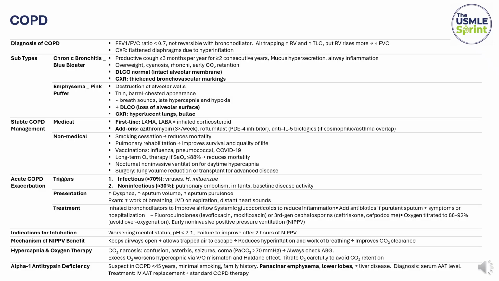Bronchodilators such as long-acting muscarinic antagonists and long-acting beta agonists form the backbone of therapy. Inhaled corticosteroids are added in patients with frequent exacerbations. Other options include long-term azithromycin 3 times a week, the PDE4 inhibitor roflumilast, and biologic therapy such as anti-IL-5 monoclonal antibodies for patients with eosinophilic or asthma overlap disease.